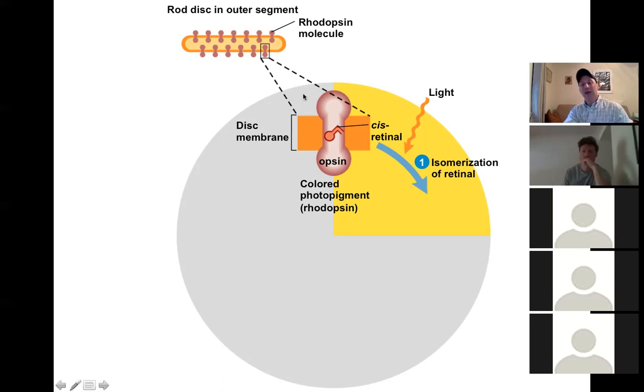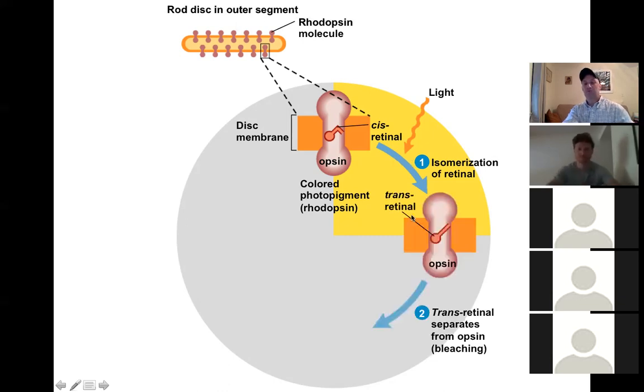What's happening here is by putting together cis-retinal, so here's opsin, and here's retinal, so here's our protein, here's our photopigment. We're putting together this rhodopsin molecule inside of one of those outer segment structures. Light will hit this, and what it does is it isomerizes. It changes the shape of the retinal, and that becomes trans-retinal.